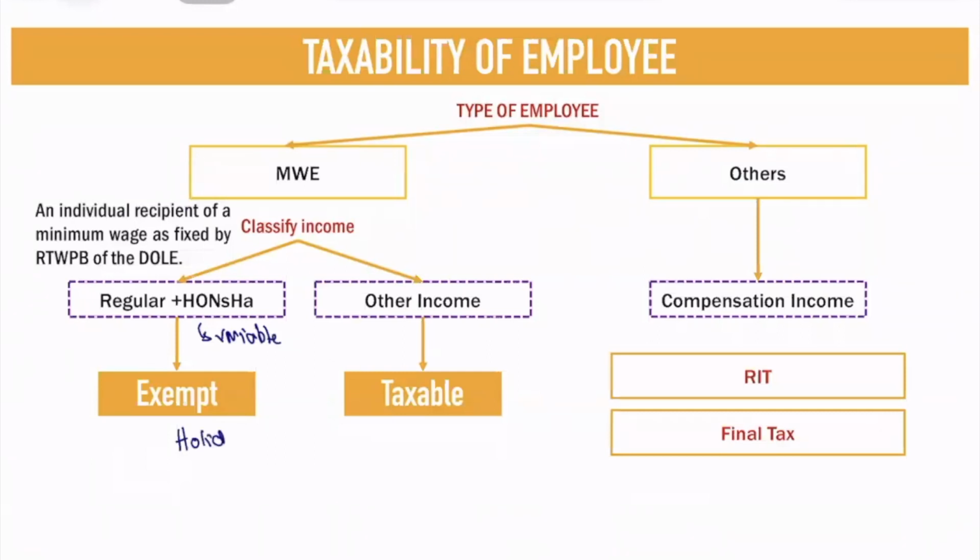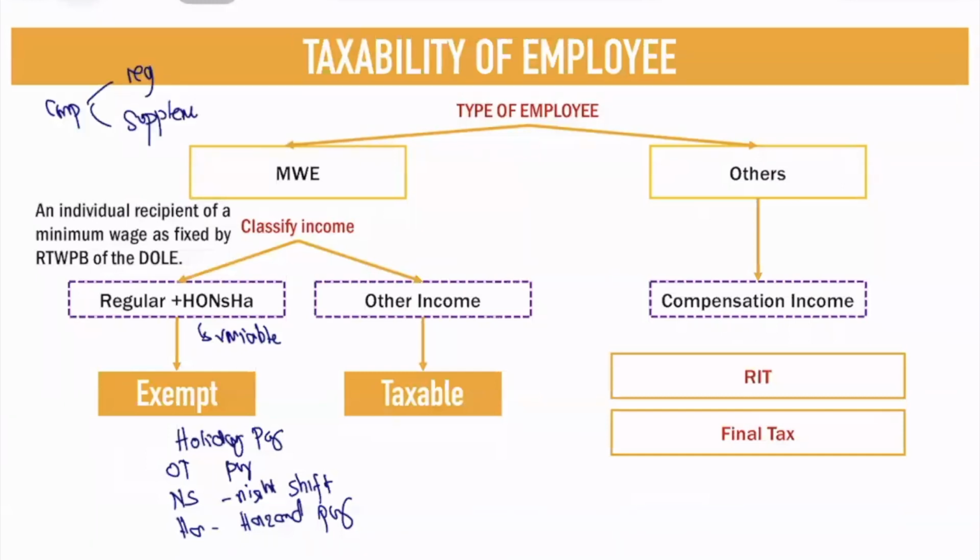first, holiday pay. Next, overtime pay. NS means night shift differential pay. And then HA means hazard pay. Okay? So if ever, we said earlier, compensation comes from your regular and supplemental. For supplemental, we have both your variable supplemental income and also your other benefits. So we said, if ever that is regular MWE, if ever the income comes from regular plus the variable supplemental, it is exempt. But if ever other income, it is now considered taxable. Take note, an MWE is only exempt to its regular plus HONSHA.